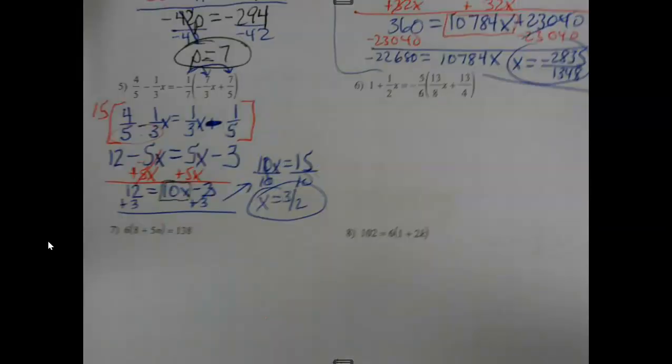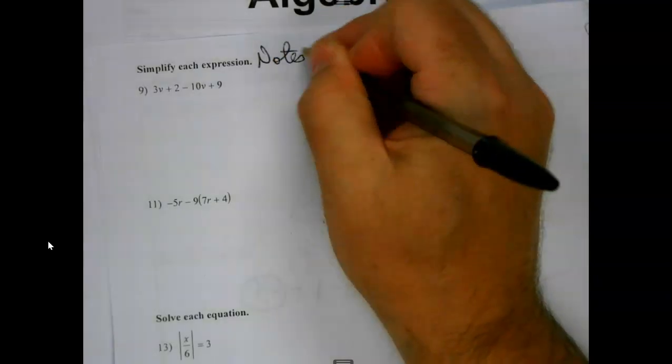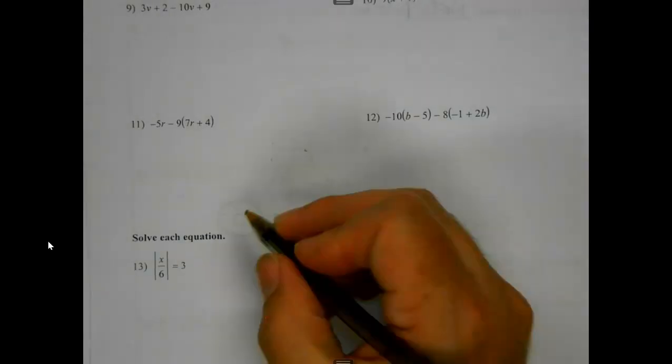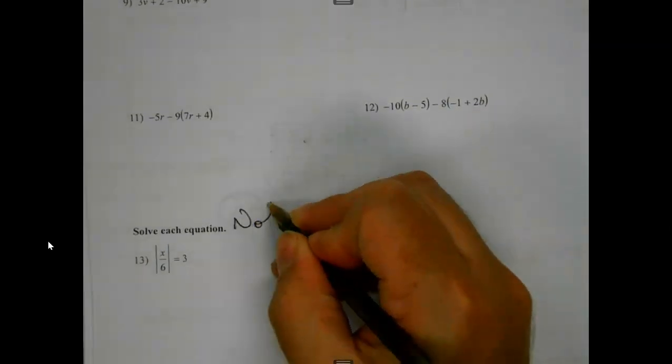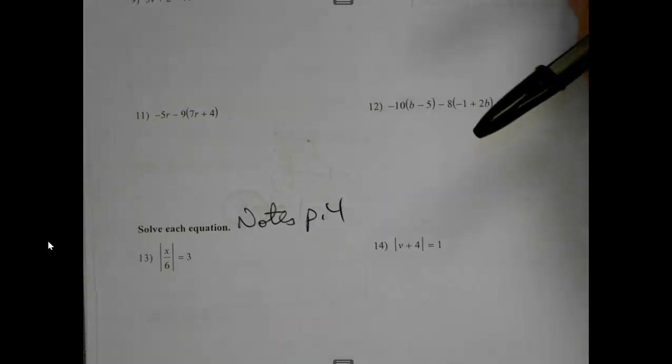Let's see here. So simplifying expressions, again, if you're looking for help, that would be on page 2 of the notes. Let's see, what else have we got here? Oh, absolute value equations. All right. That's notes page 4. I do want to do one of these too, though. Let's play with 15 here.